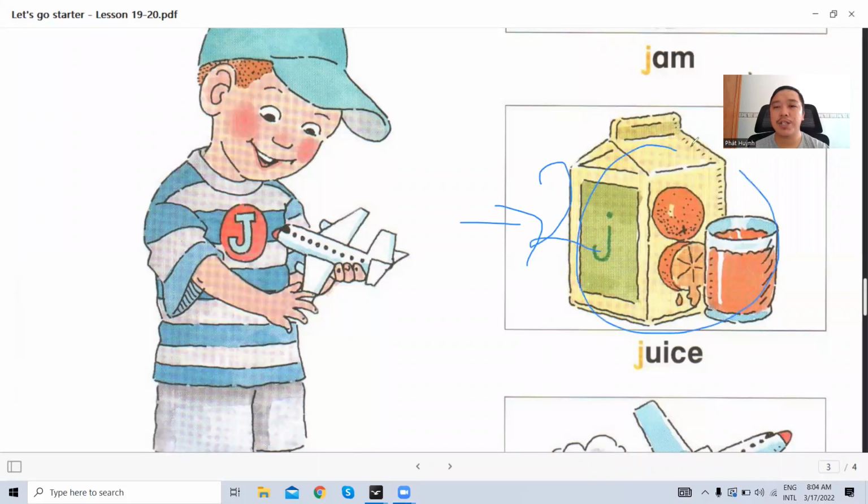What is this in English? Là gì nghe các bạn? That's right. Juice. So what is juice? Juice là gì vậy các bạn? Juice là nước ép. That's right.